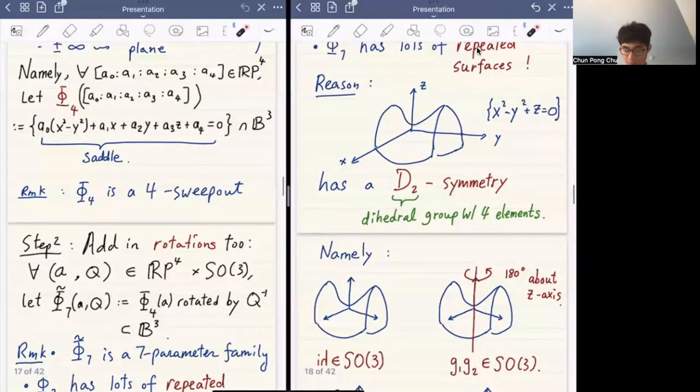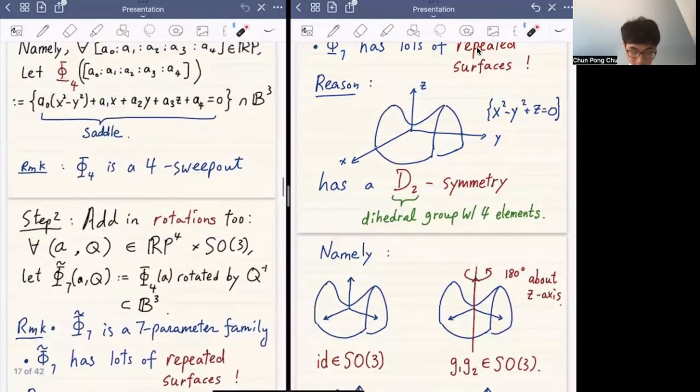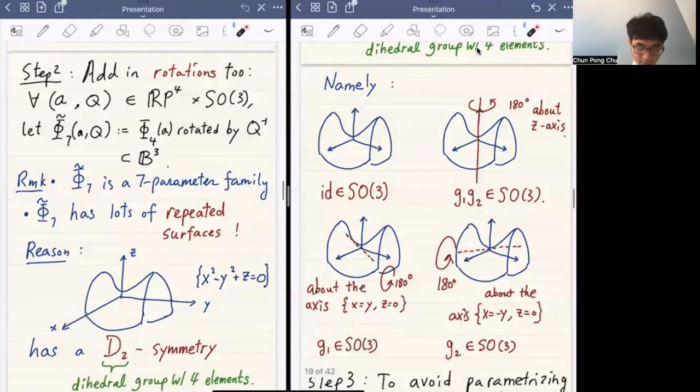So for example, if you rotate the saddle surface about the z-axis by 180 degrees, you still get back a saddle surface. That means phi 4a. Okay, that means if you take a saddle surface, let's say this saddle surface, it will be an element in phi 7 tilde, right? But if you take a Q that denotes the rotation about the z-axis, you get back the same surface. But you have two different sets of A and Q that describe the same surface. So this is what I mean by the phi 2 to 7.